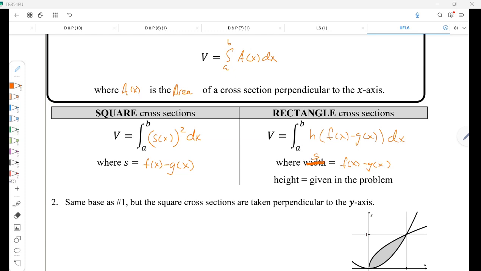So sometimes, the height, we saw this in that middle example from the very first page where I said height was half the base. So that would end up just making this 1/2 f of x minus g of x for your height. So yeah. All right. Number 2.